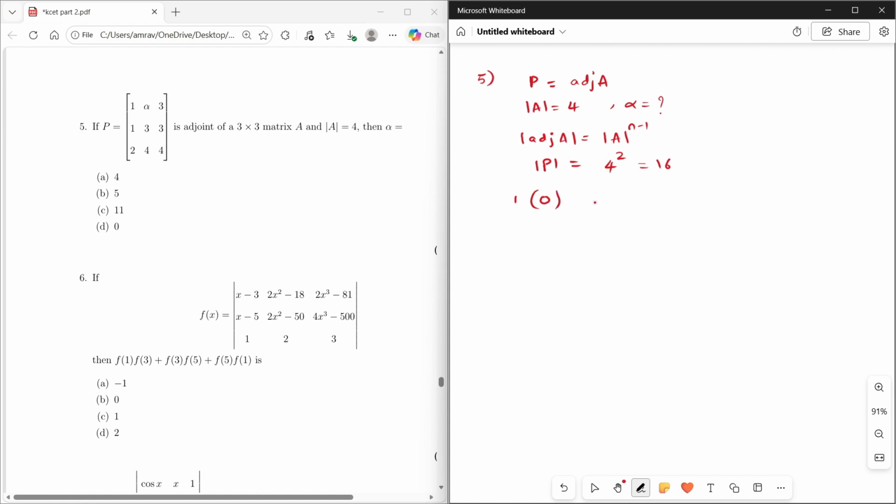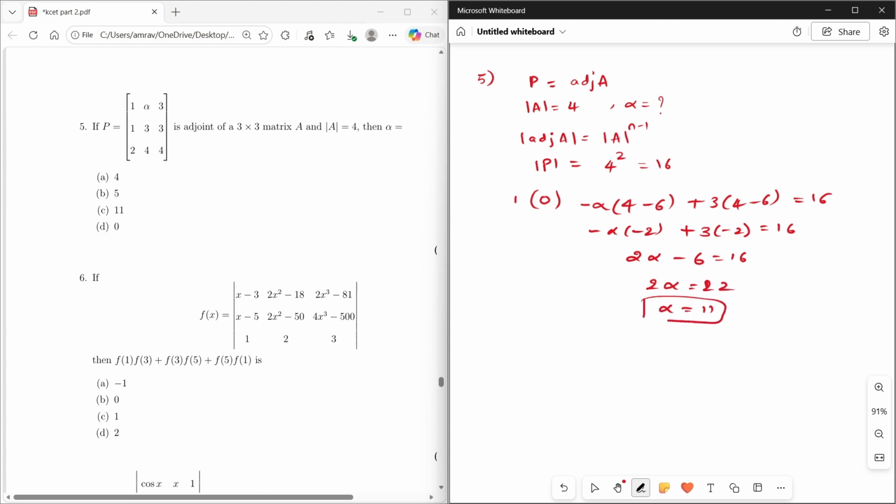Okay, first term goes away, and minus alpha into (1 into 4 and 2 into 3), 4 minus 6, 2 into 3 is 6, plus 3 into (1 into 4, 1 4s are 4, 2 3s are 6). Again you get 4 minus 6, which is equal to 16. Okay, so now minus alpha into minus 2 plus 3 into minus 2 is equal to 16. 2 alpha minus 6 is equal to 16. 2 alpha is equal to 22. Alpha is equal to 11. So this is the value for the given question, that is the value of alpha.